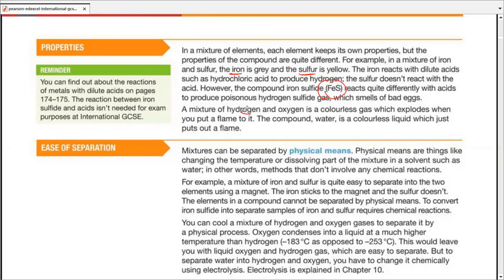A mixture of hydrogen and oxygen is colorless gases. They explode when you put a flame to it. The compound water is actually a colorless liquid. It's not even a gas. And it actually puts out a flame, extinguishes it. So the compound can be really different from the elements from which it is made, right? Okay.